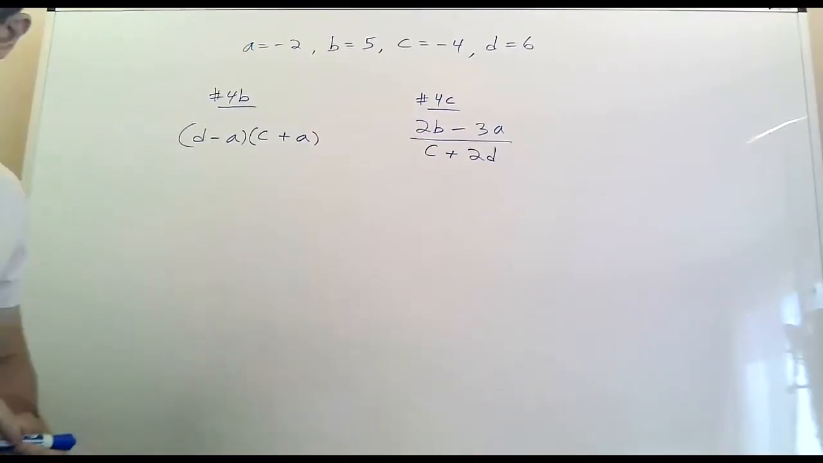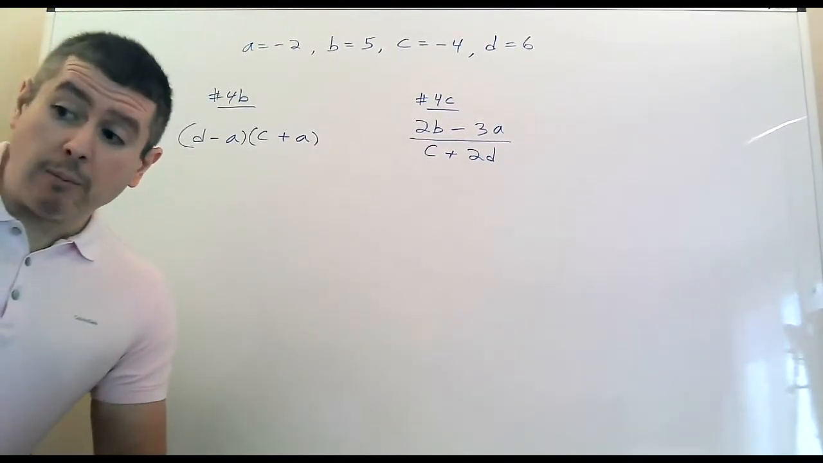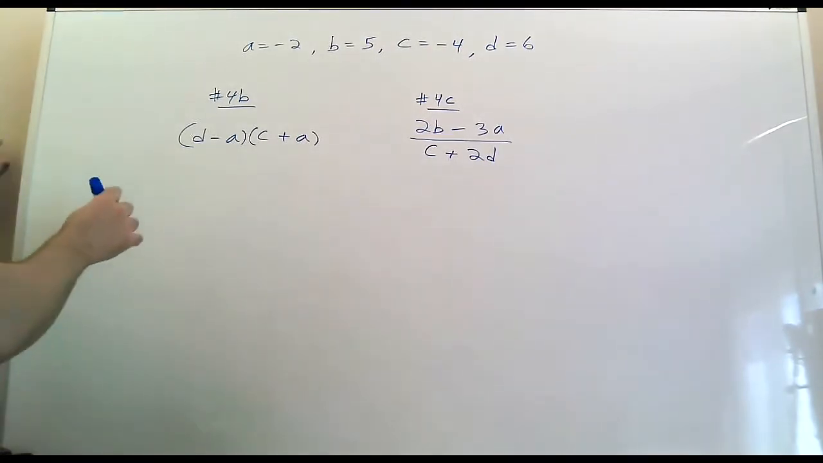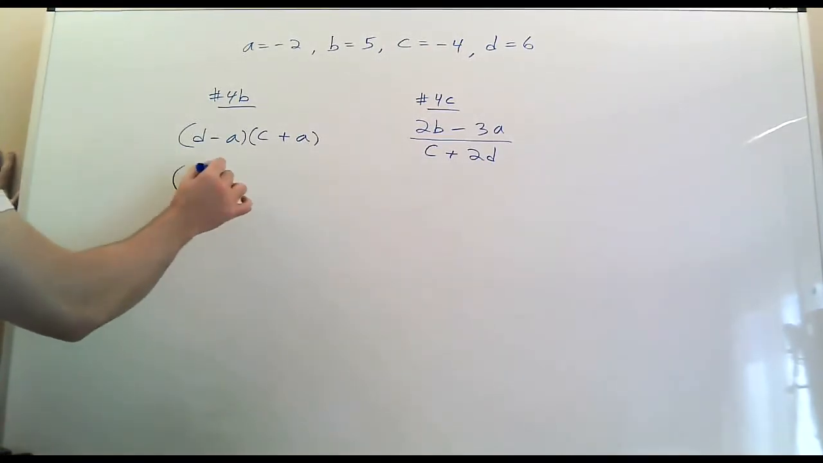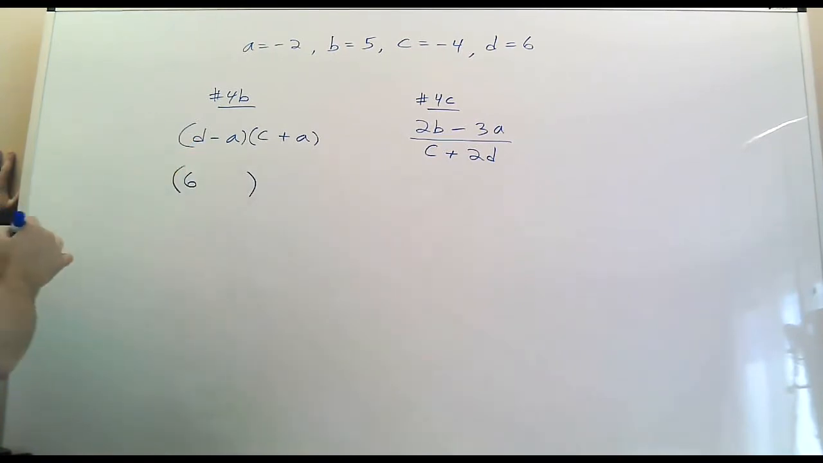Okay, 4B, 4C. Gave you a lot of letters. Told you what numbers those letters are equal to. You got to just plug them in. Be super careful here. Do this very slow. D is 6, so that part is easy.